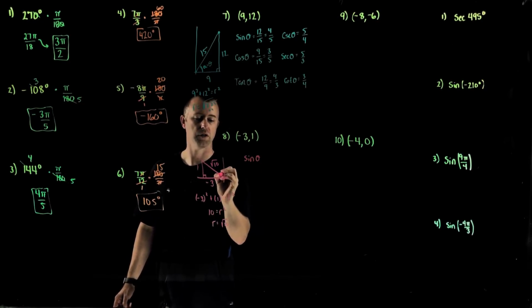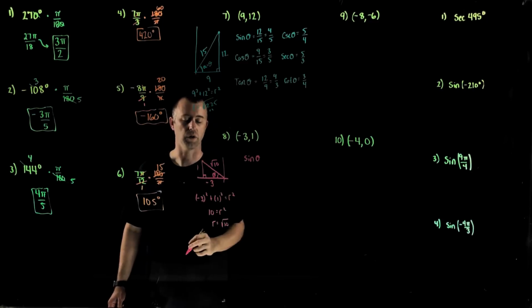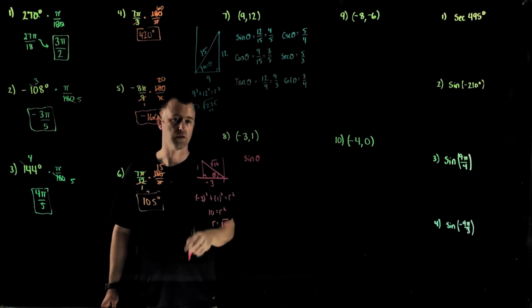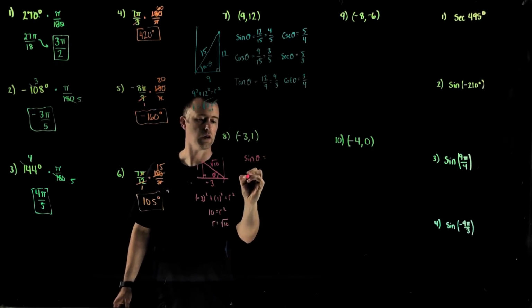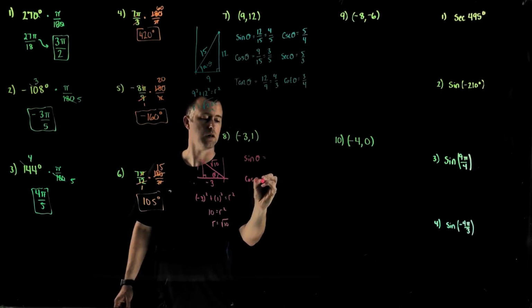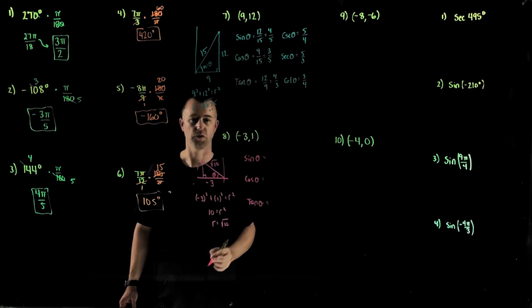So I'm going to go ahead and set all these up real quick. And we're going to, again, call this theta, why not? You can call it whatever you want here. But again, it's always at the vertex. So I got sine, I got cosine, and then I got tangent. So let's find those first, and then we'll flip them.